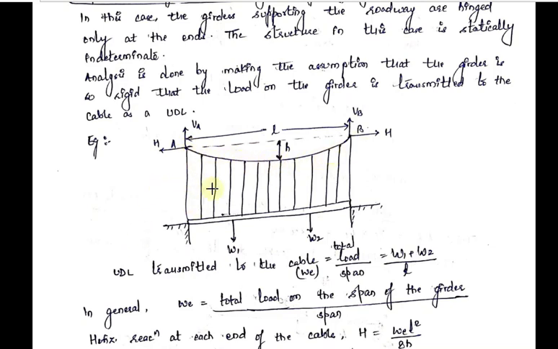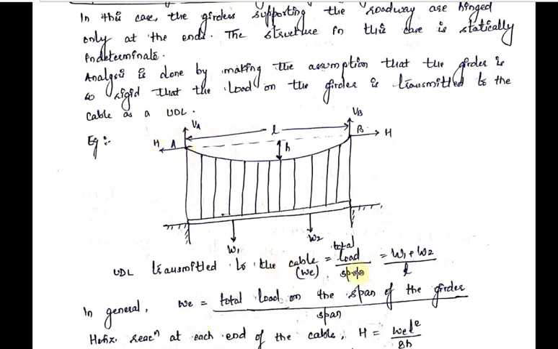These are your suspenders, and this is your deck, which is a two-hinged stiffening girder. And on this stiffening girder, two point loads W1 and W2 are acting. At the support of the cable, that is at the towers, two reactions will be produced, one vertical reaction and one outward horizontal thrust. We already know this.